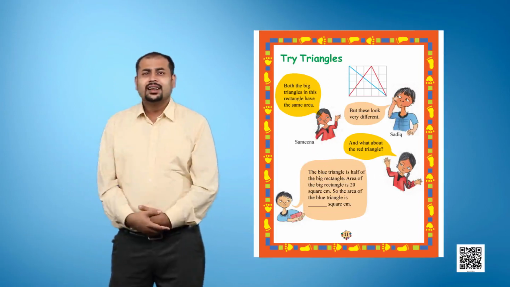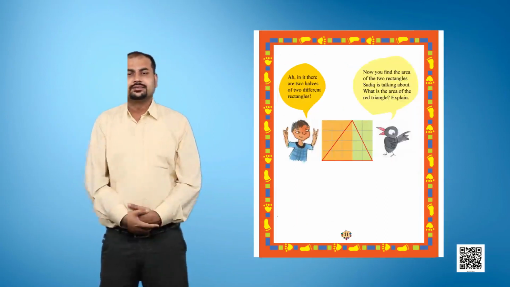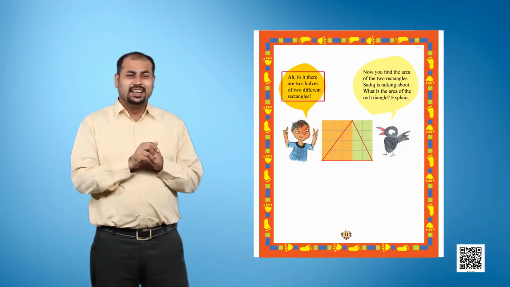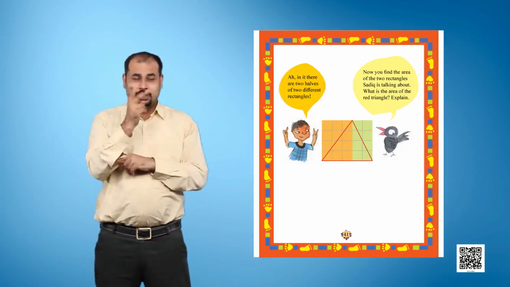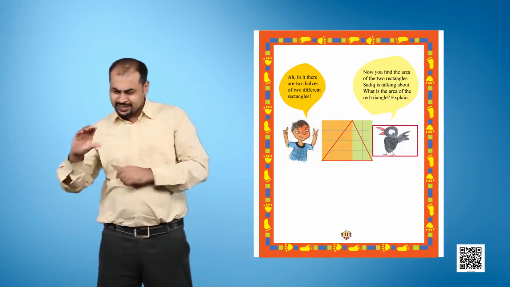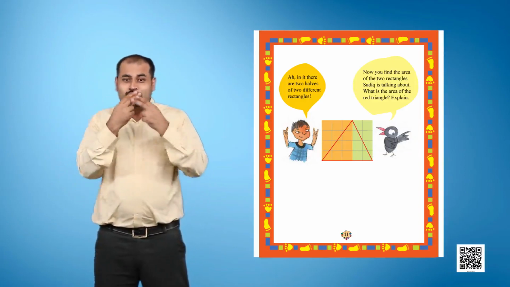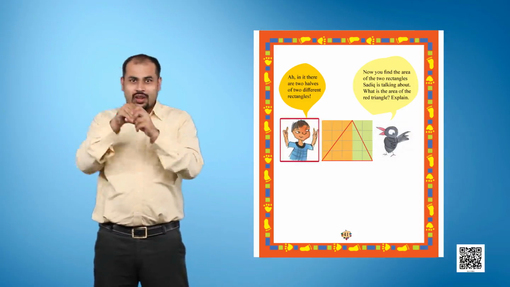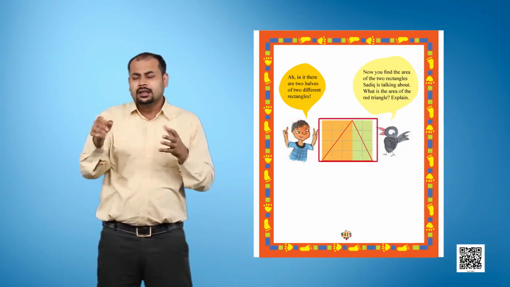Samina asks, "And what about the red triangle?" Sadiq replies, "In it there are two halves of two different rectangles." And then we see a bird on the bottom right of the page telling us, "Now you find the area of the two rectangles Sadiq is talking about." What is the area of the red triangle? Explain.